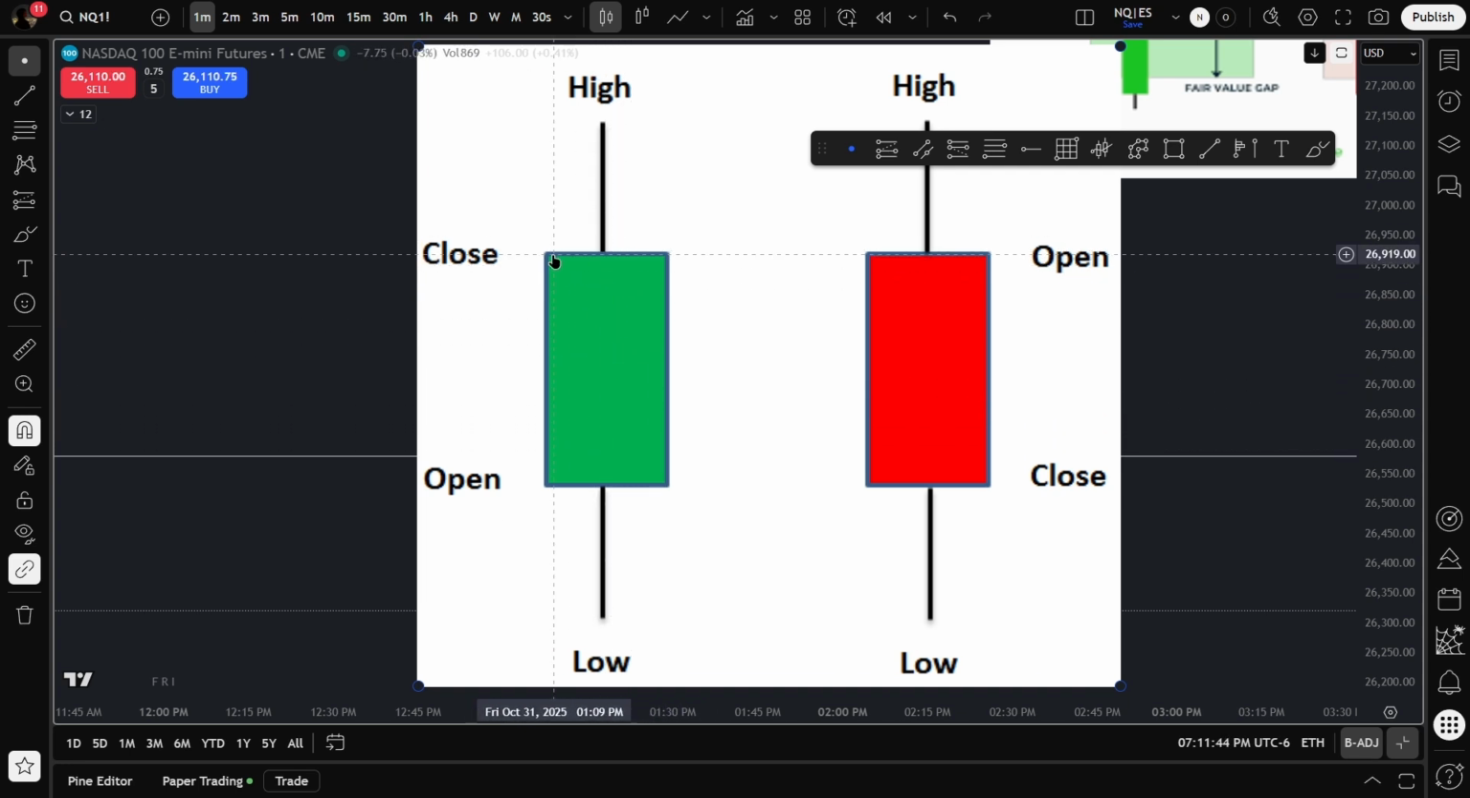This is called the body of the candle, because you can think of it as wax. Imagine a candle with wax, and then the little thing sticking out of it is the thing that you set on fire. This is called the wick.